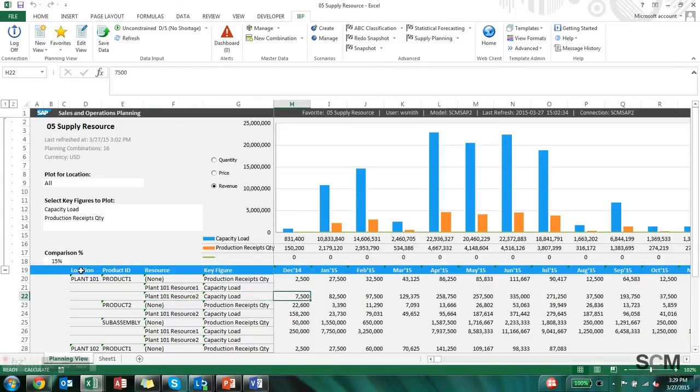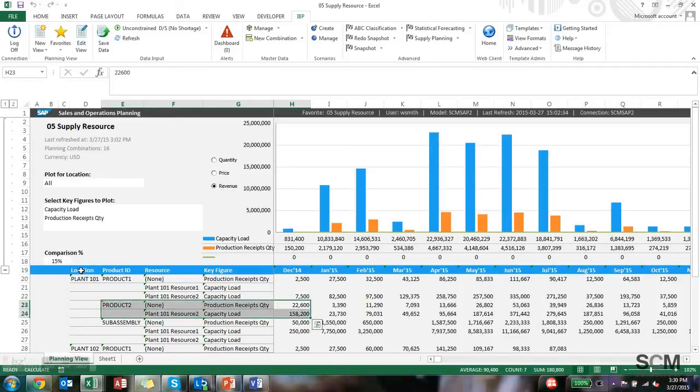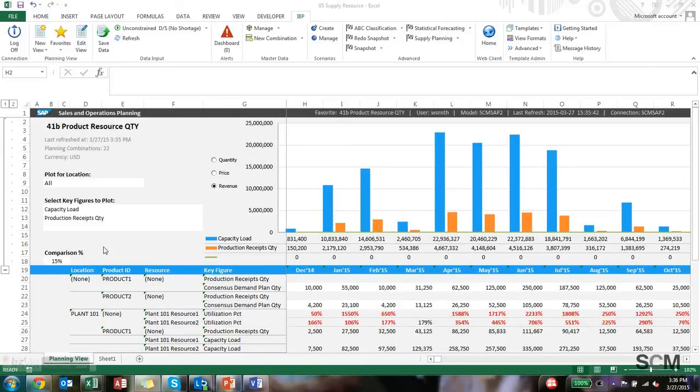And it's 7,500 because it took 3 hours to make one unit of product 1. And if you continue down, you'll see for product 2, there was 22,600. This was 22,600, and the resource 2 capacity load was 158,200 because that's 7 hours for one unit. And then the subassembly was 50,000. We got that number because it took 20 subassemblies that go into one unit of product 1. And then the capacity load is 5x, so it took 5 hours for the capacity load.